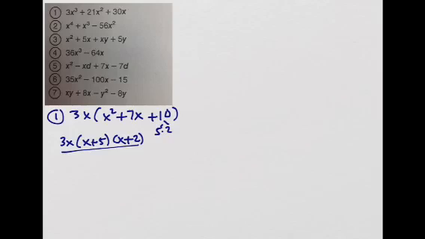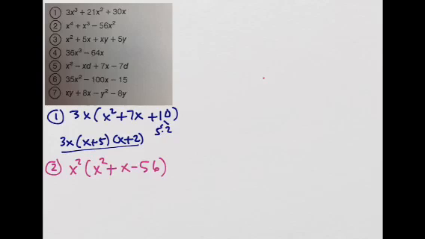For number 2, the greatest common factor, the GCF, is x squared. So that gives me x squared plus x minus 56. And so now I'm looking for factors of negative 56 that add up to positive 1. So the factors are 7 and 8.